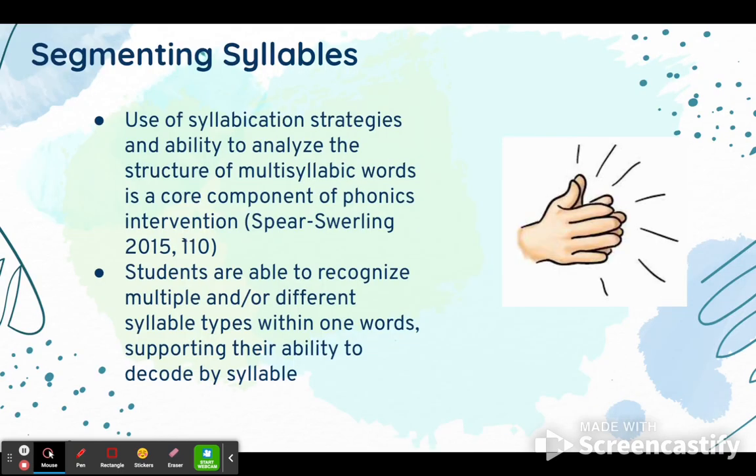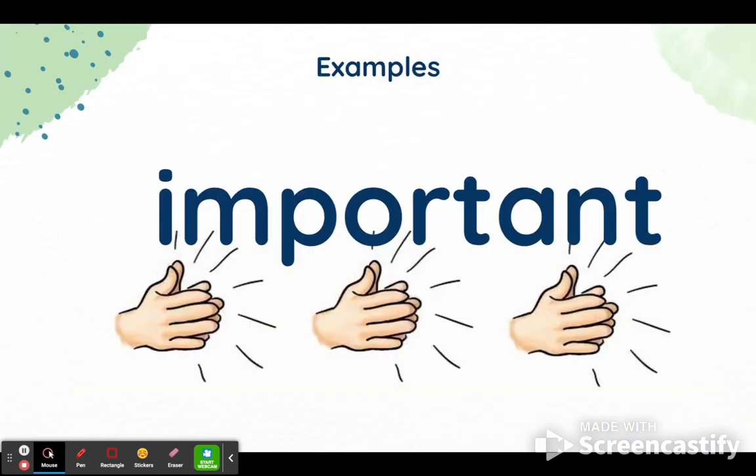Another strategy that is important for students is the ability to segment syllables. The use of syllabication strategies and the ability to analyze the structure of multisyllabic words is a core component of phonics intervention. When students are able to recognize the different syllable types within one word, they are supporting their ability to decode by syllable.